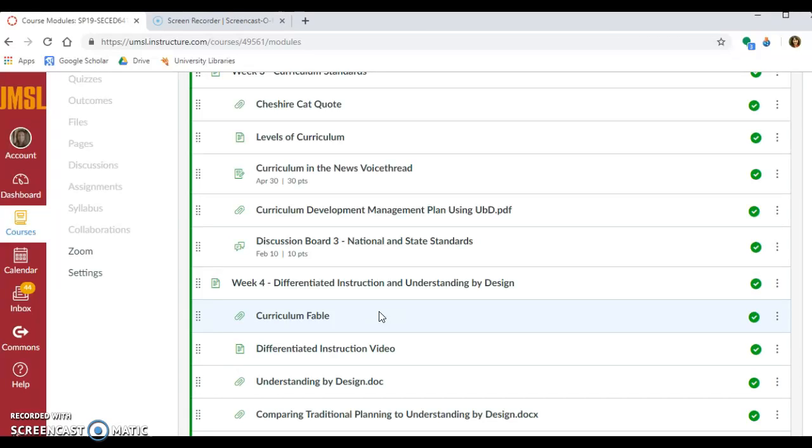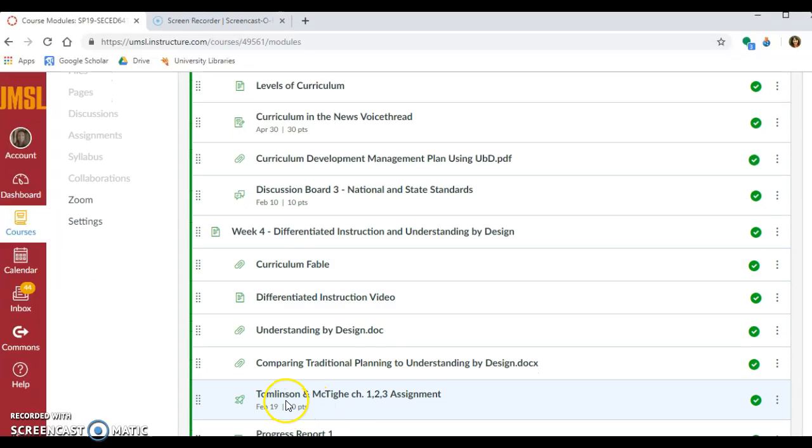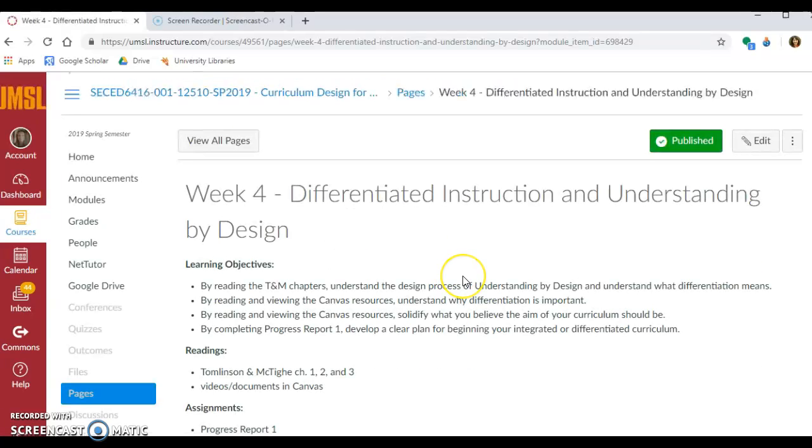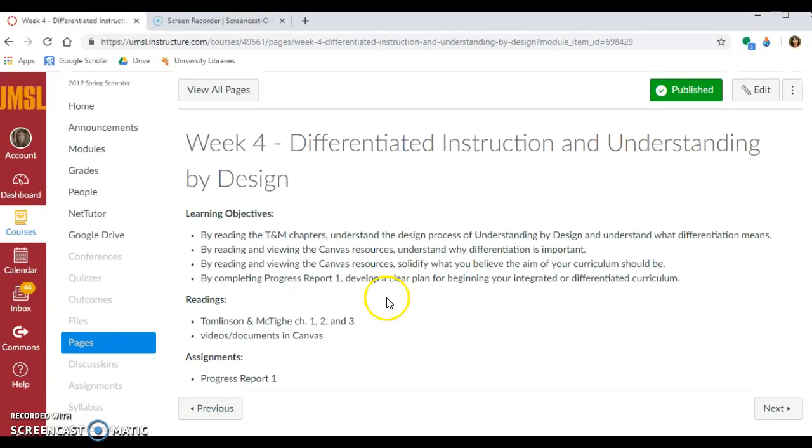So understanding by design is the model of curriculum design that I use, and we will be reading chapters 1, 2, and 3 of Tomlinson and McTighe. So if you click on week 4, you'll see that you will do those readings as well as view the videos and documents in Canvas, and your assignment is the chapter 1, 2, and 3 assignment as well as a progress report.